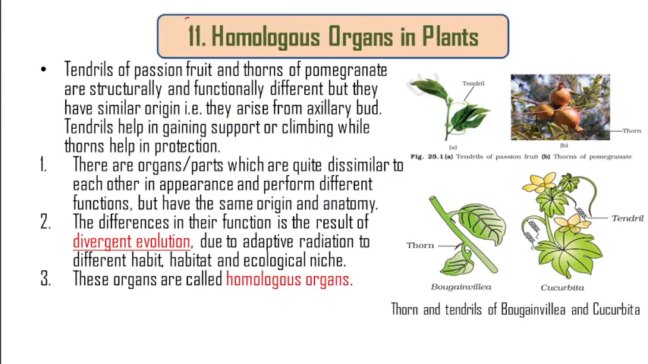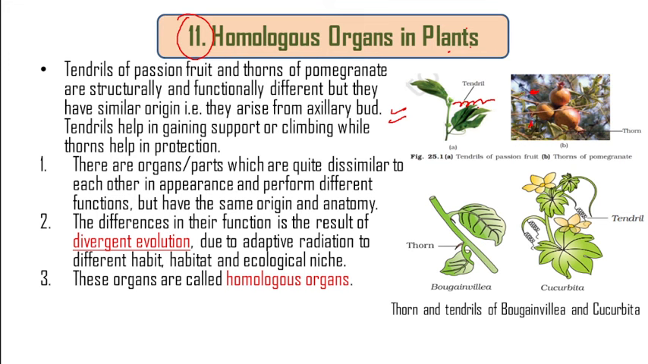Next, the last, 11th spot is homologous organs in plants. Then we are going to see homologous organs in animals, then analogous organs. So this is the 11th spot. Either ma'am is going to give you this image, and you have to identify that these are the tendrils and these are the thorns. These are the thorns of pomegranate.